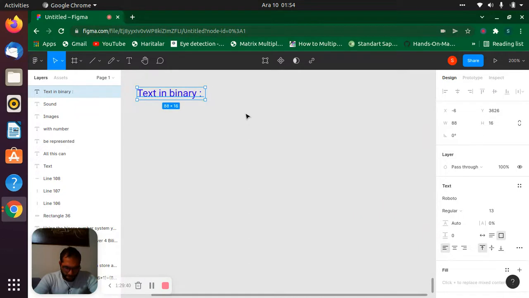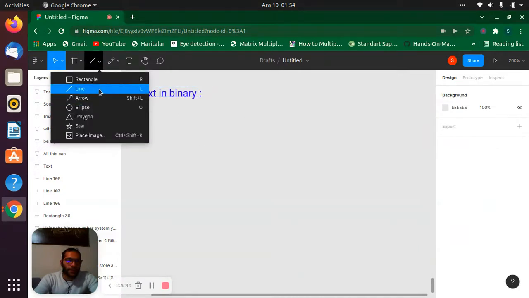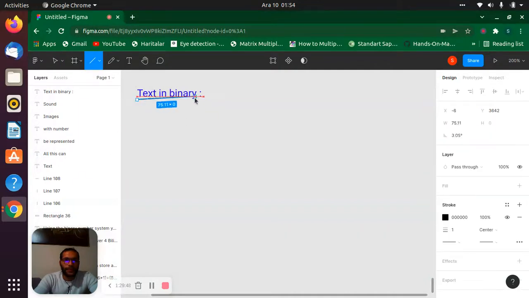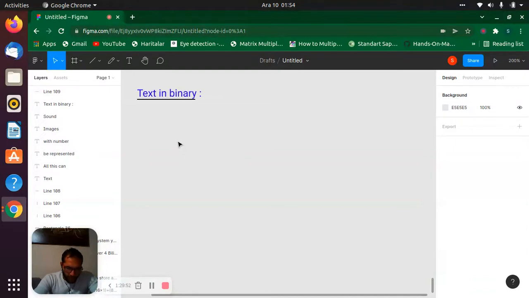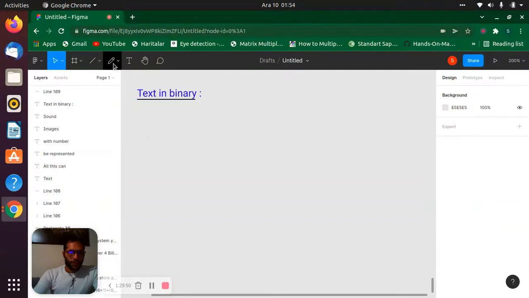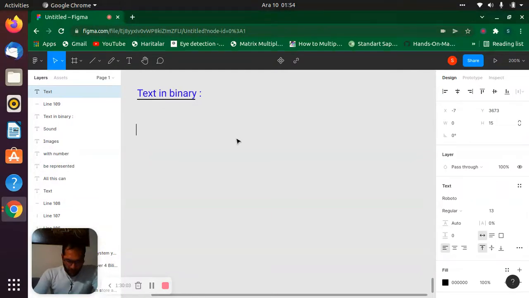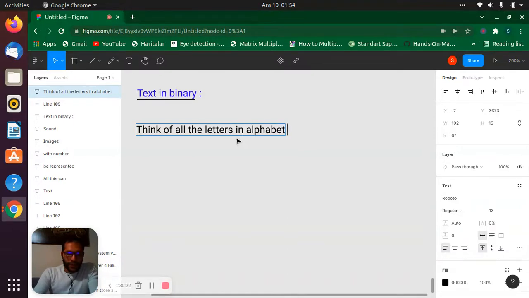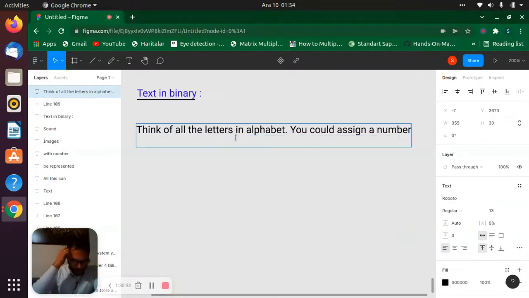Yeah, like that. And I can put some line like that. Okay. Now we will write a little bit here. Maybe not there, maybe a little bit here. Now we will say, think of all the letters in the alphabet. You could assign a number to each letter.